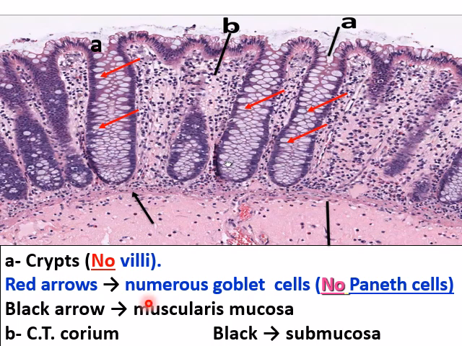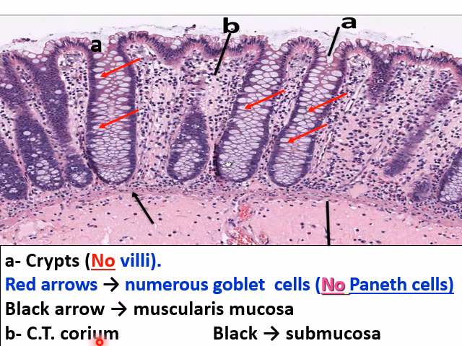Higher magnification, here is the crypt. It contains many goblet cells. No villi. And this is the connective tissue corium in between. This is the muscularis mucosa and the submucosa. How to know the large intestine? Number 1, no villi. Number 2, wide, deep crypts. Number 3, many goblet cells.